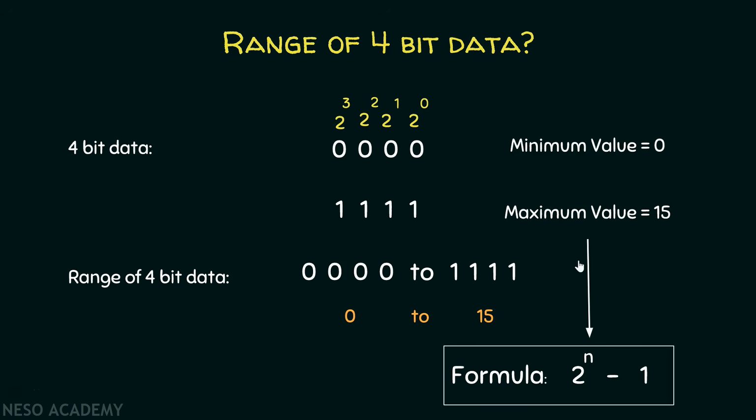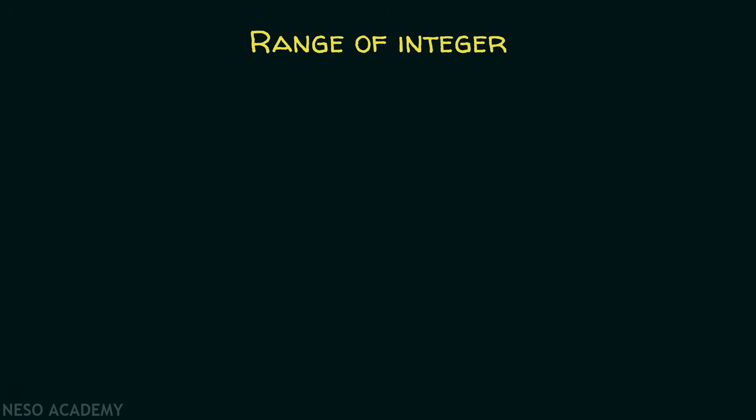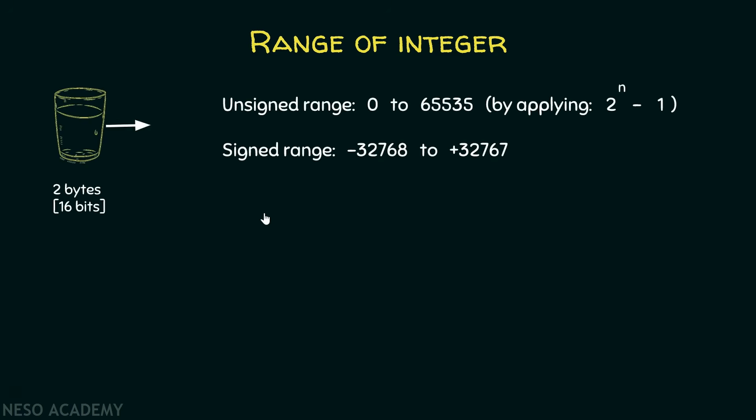Let's calculate the range of an integer. If in your machine the size of an integer is 2 bytes, then the unsigned range is from 0 to 65,535 by applying the same formula for calculating the maximum value. By replacing n with 16, you get 2 raised to the power 16 minus 1, which is nothing but 65,535.